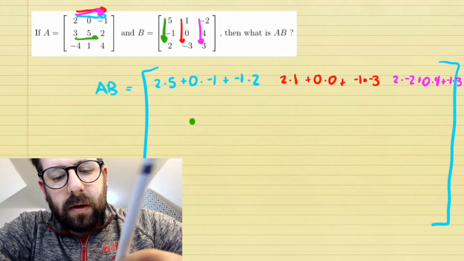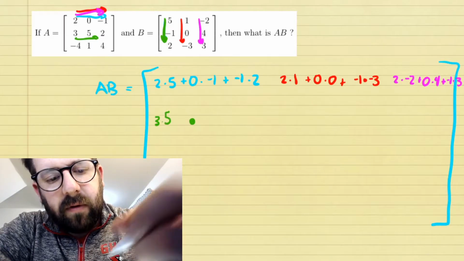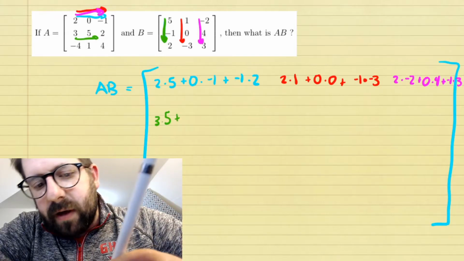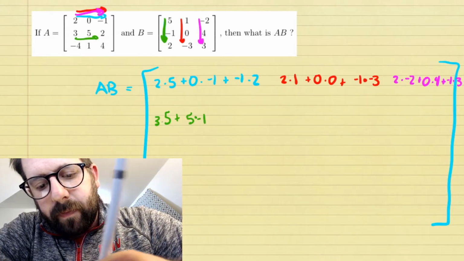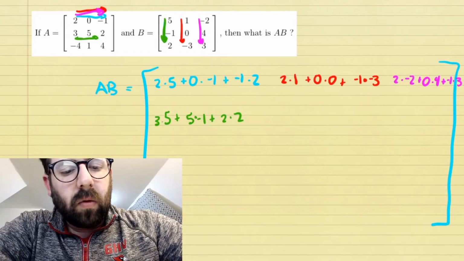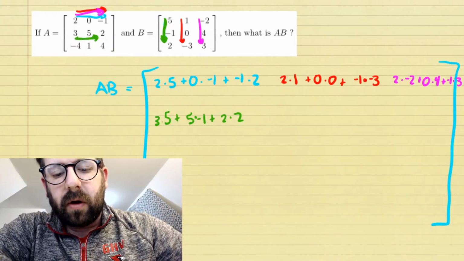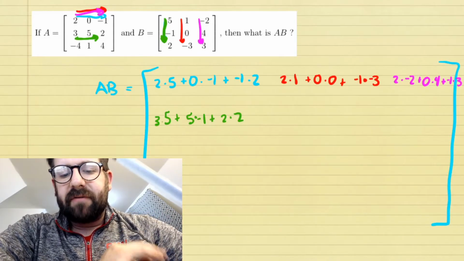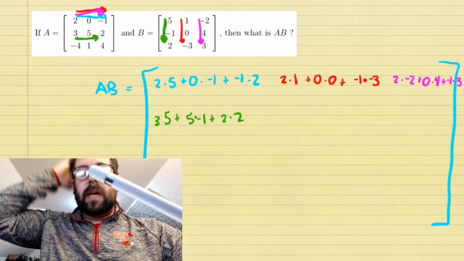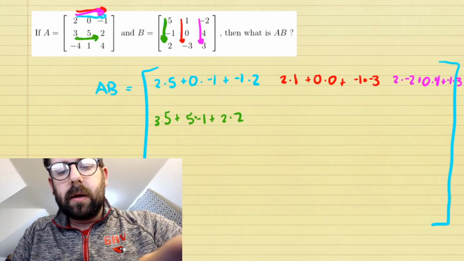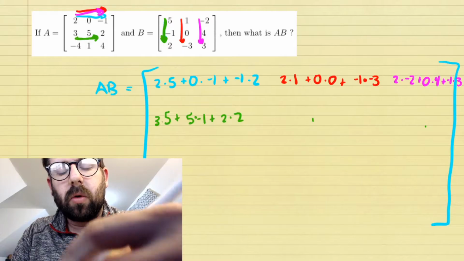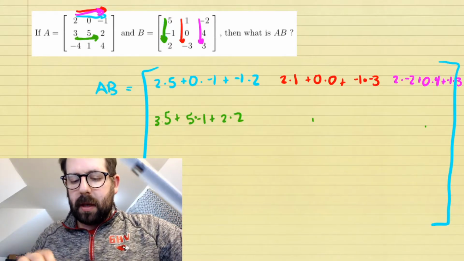So the 3 times the 5, let's get rid of that dot. What do we have? The 5 times the -1, and the 2 times the 2. So that's, again, a row and the first column, entry for entry. And that's that middle left number. Hopefully that makes sense. You can go through that. You can figure out what each of these numbers are. You can keep going, go to the next one, and you just keep going row, column, row, column, row, column, until you go to the bottom one.